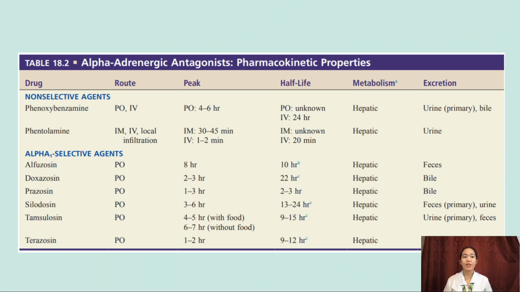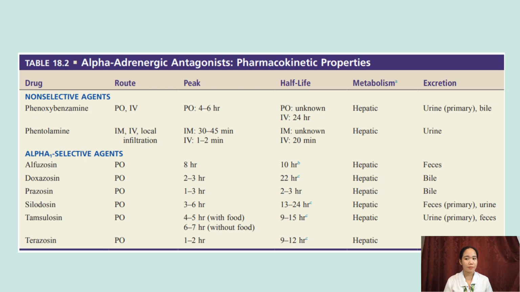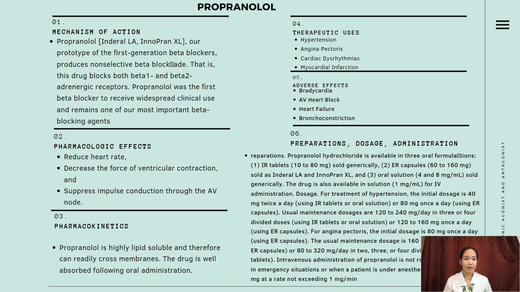So guys, under the adrenergic antagonist, we have two, which are the alpha adrenergic blocking agents and the beta adrenergic blocking agents. I'll just leave the presentation on for this chapter. For the following slides, guys, you can see the different drugs under the alpha adrenergic blocking agents and the beta adrenergic blocking agents. You can also see the preparation, dosage, and administration for the alpha adrenergic blocking agents and for the beta adrenergic blocking agents, guys.